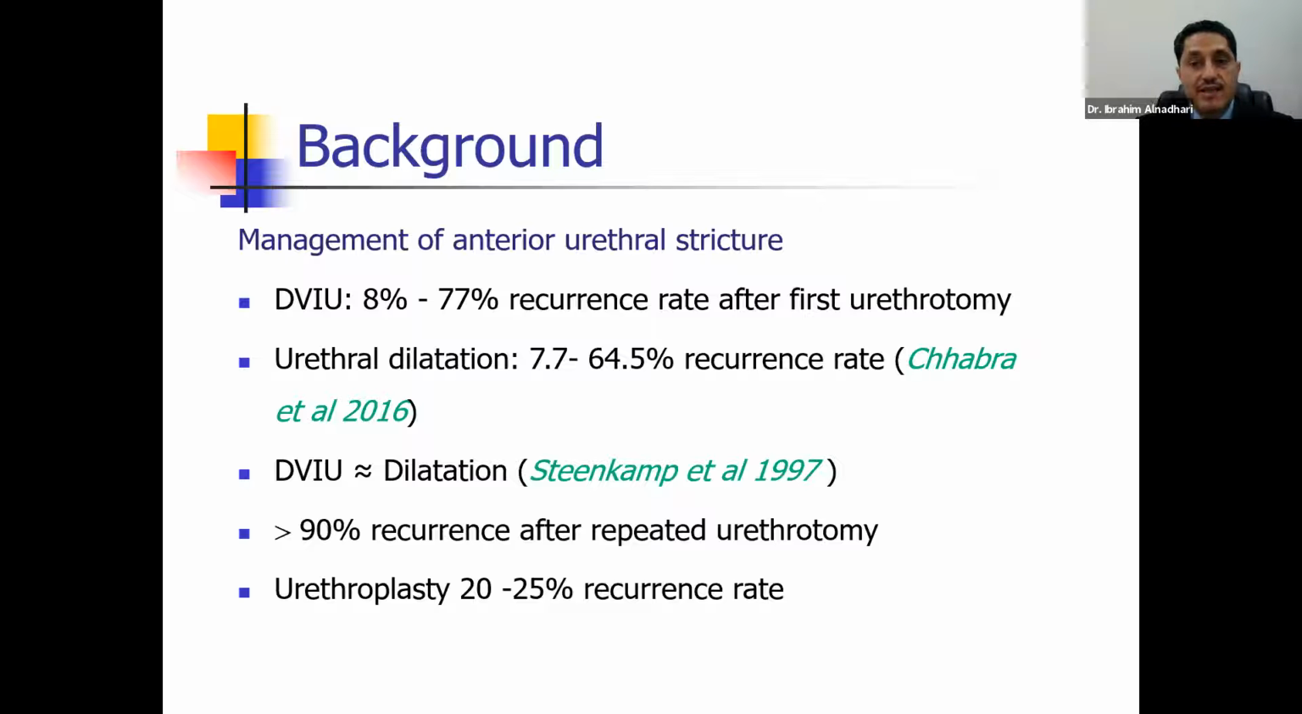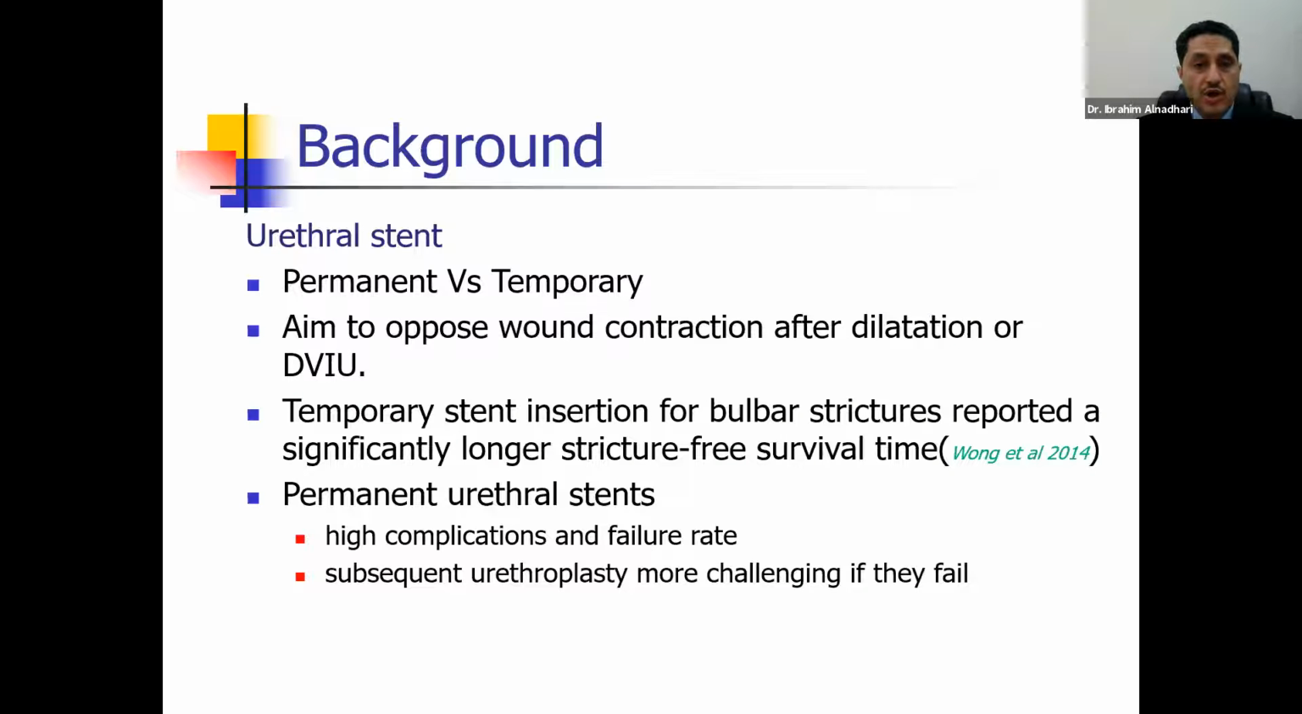One of the important studies, done by Steenkamp, shows that DVIU and urethral dilatation have similar recurrence rates. But in most of the literature, more than 90% recurrence was shown after repeated urethrotomy, and it reached 100% in some of the literature after the second urethrotomy. Urethroplasty is still one of the surgeries with the lowest recurrence rate, from 20 to 25%.